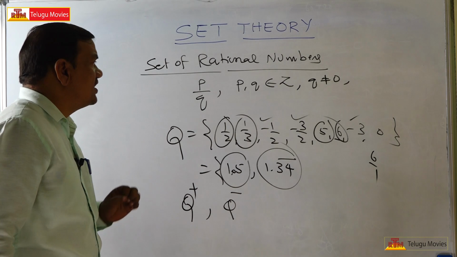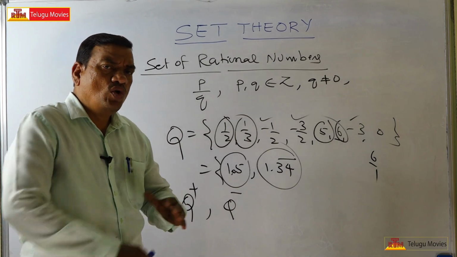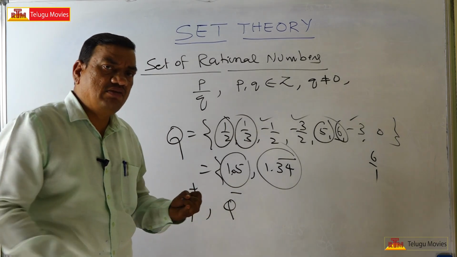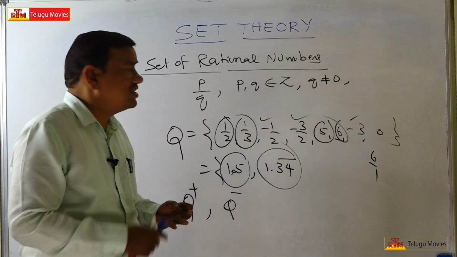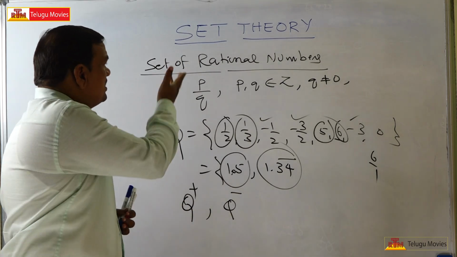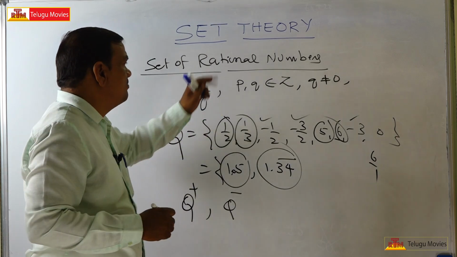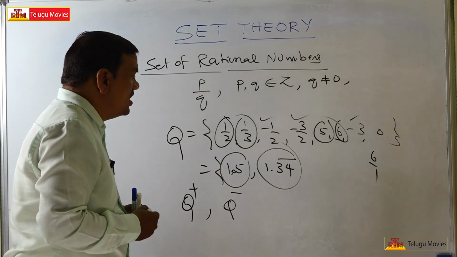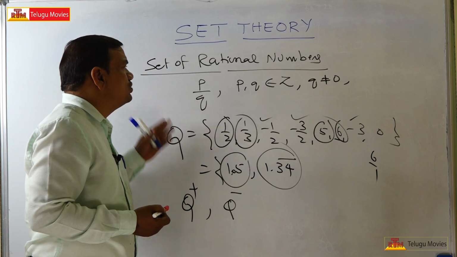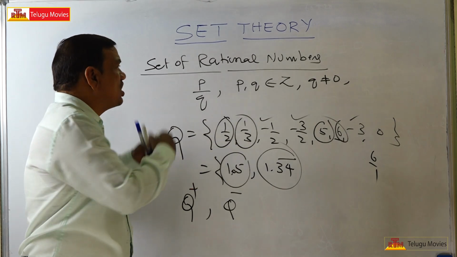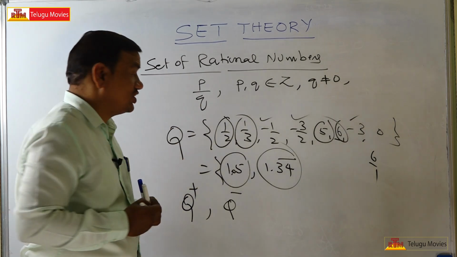After learning these rational numbers, next we will go through the total sets: natural numbers, whole numbers, rational numbers, and the next thing is irrational numbers. After rational numbers, next we will see irrational numbers. Irrational numbers means the numbers which do not belong to the set of rational numbers. They are called irrational numbers.